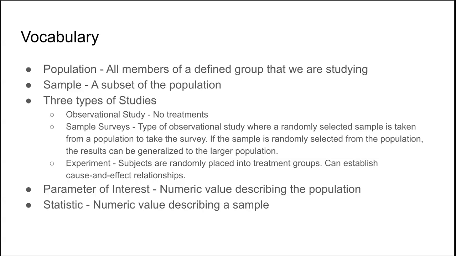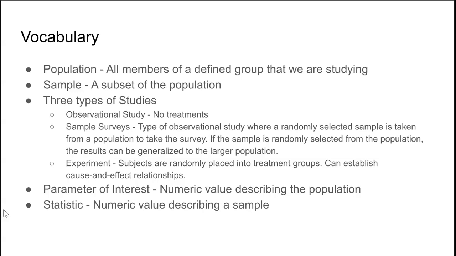Let's start by reviewing key information from earlier lessons. Earlier, we defined a population as all members of a defined group that we're studying. A sample is a subset of the population. We have looked at observational studies, sample surveys, and experiments.